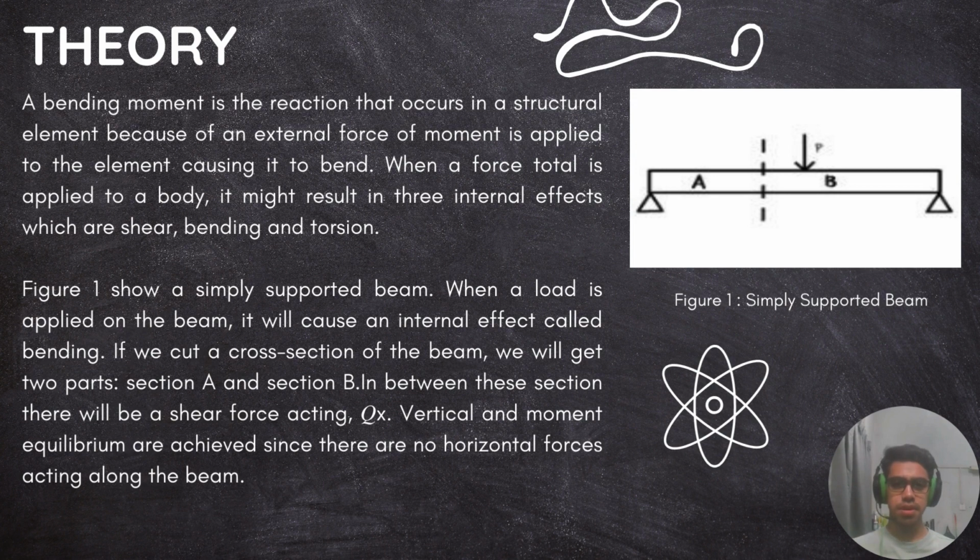When a load is applied on the beam, it will cause an internal effect called bending. If we cut a cross section of the beam, we will get two parts, section A and section B. In between this section, there will be a shear force acting, QX. Vertical and moment equilibrium are achieved since there is no horizontal force acting along the beam.